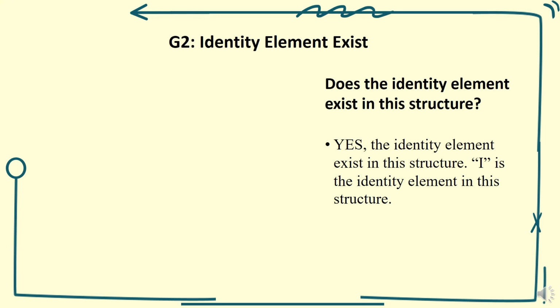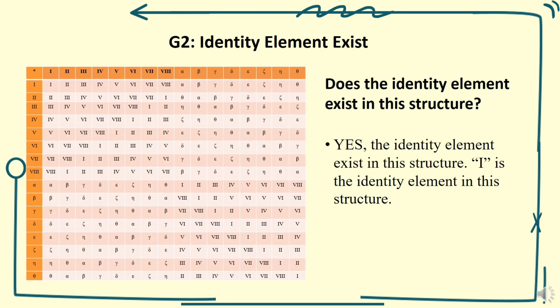Does the identity element exist in this structure? Yes, the identity element exists in this structure. Roman numeral 1 is the identity element in this structure. So we prove that the identity element exists in this structure.